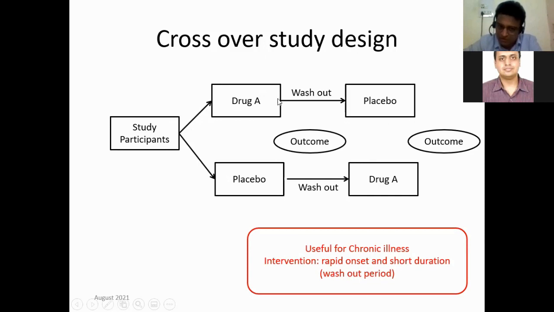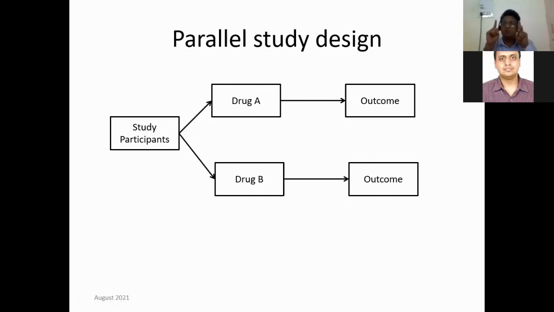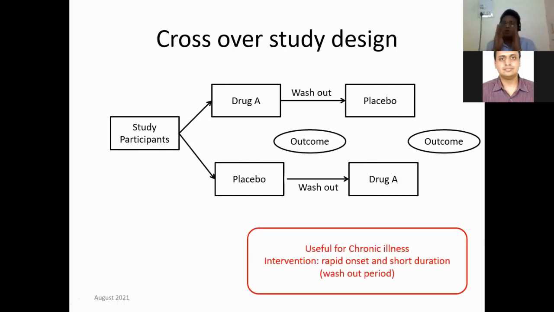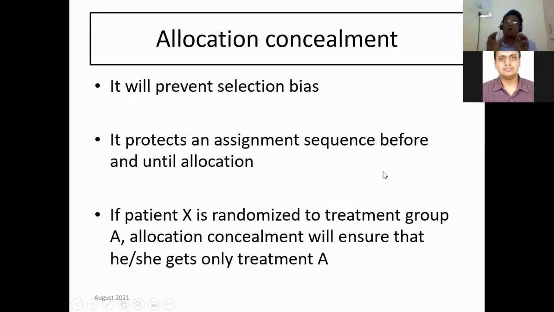At the end of your intervention, especially if the drug or the intervention is of rapid onset and short duration, you might have to give a washout period before you cross over. That means you give the placebo to that person and measure the outcome at the end of drug A. So the outcome in a parallel study design is measured only once, whereas in a crossover study design, you study the outcome at two intervals. One after drug A was given, another after placebo. Similarly, one after the placebo was given, another after drug A was given. So this was all about randomization.